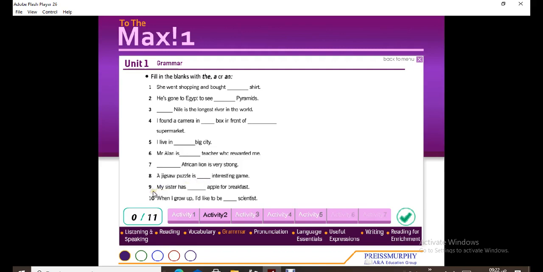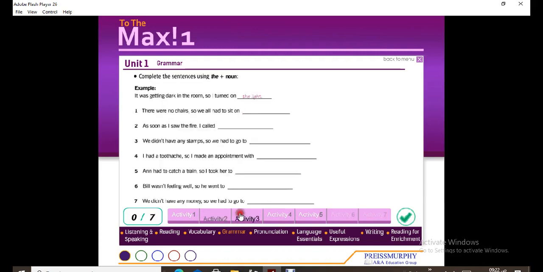Go to number 9. My sister has. Here there is a vowel, so I'm going to use an apple for breakfast. Number 10. When I grow up, I'd like to be. I'm talking about that job? No, I'm talking here about, I'm going to be a scientist. This is for the first time. I'm not talking about a job I'm going to do. Okay? When I grow up, I'd like to be a scientist. Okay.